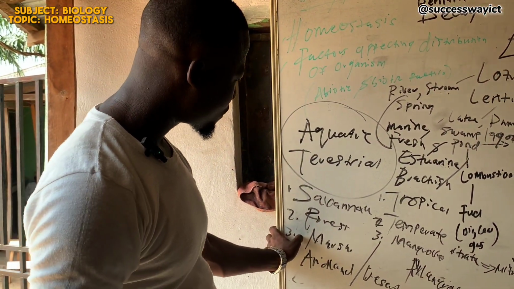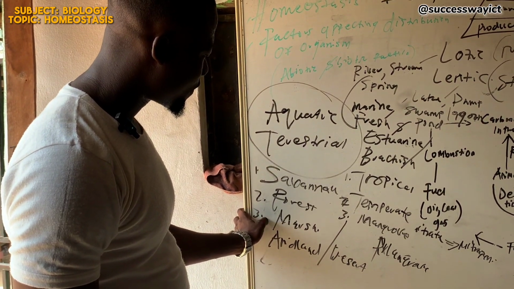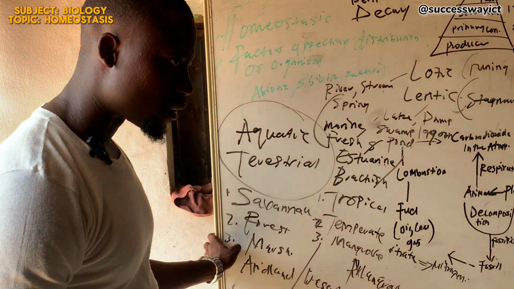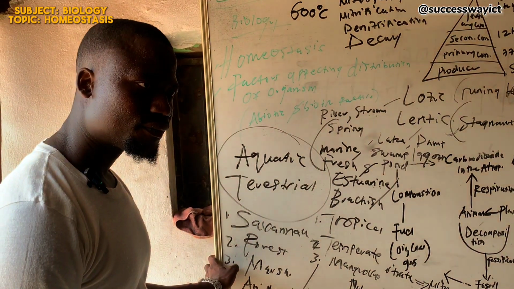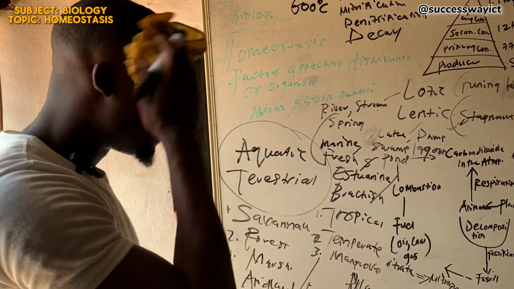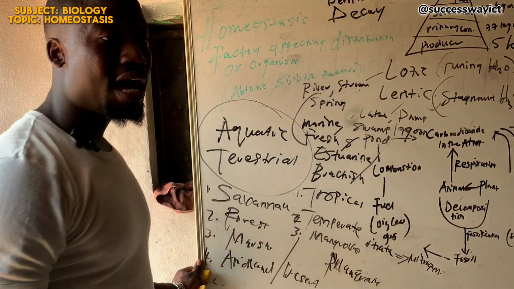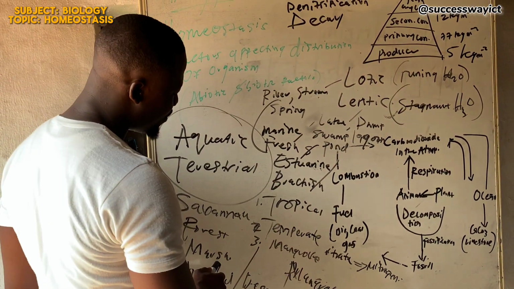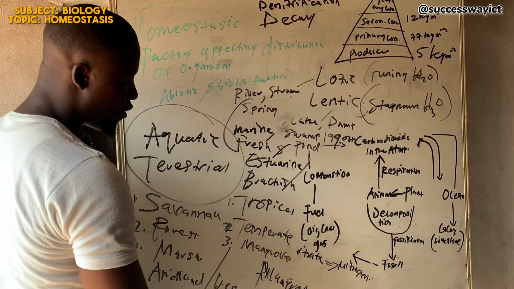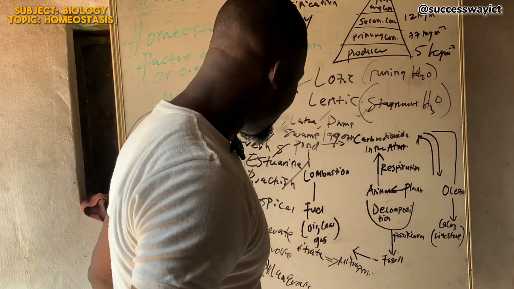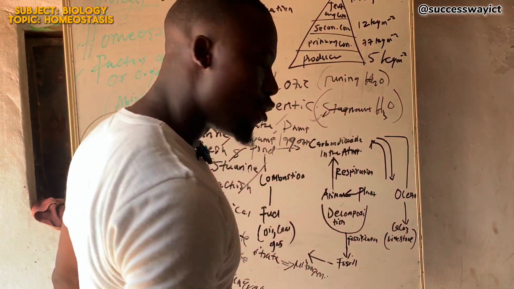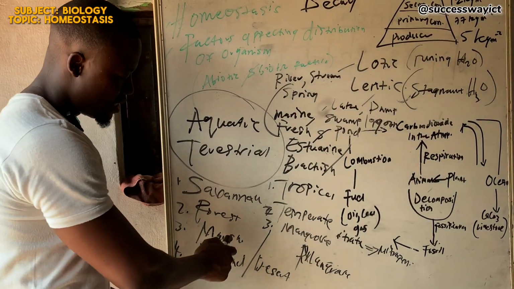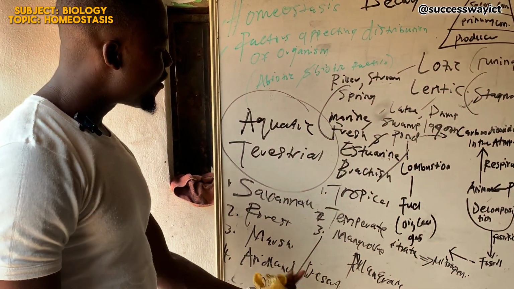Now, what about marsh? Why is it called marsh? Anybody? All right. Marsh as a terrestrial habitat is actually dominated by short trees, and of course the ground is usually muddy. Do you understand? Usually muddy. You can still find mangrove here. You can find red mangrove or white mangrove here. Do you follow, class? What about arid lands or desert?